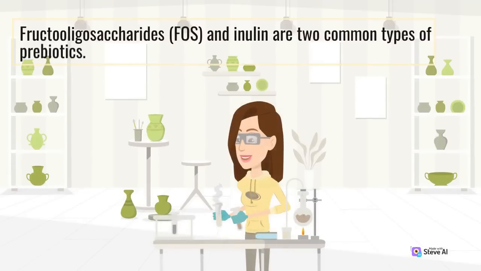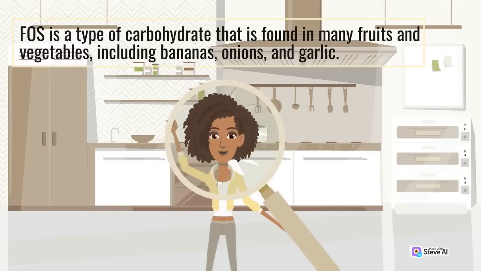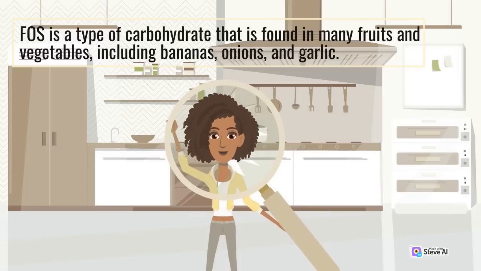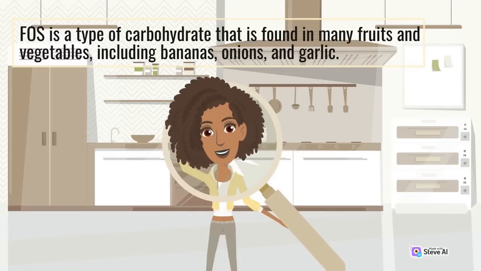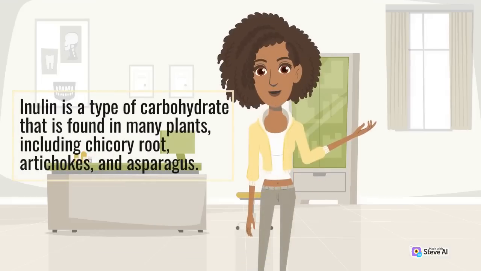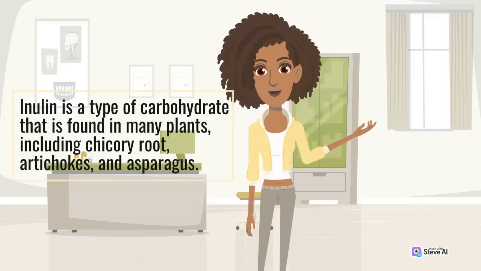Fructooligosaccharides, FOS, and inulin are two common types of prebiotics. FOS is a type of carbohydrate that is found in many fruits and vegetables, including bananas, onions, and garlic. Inulin is a type of carbohydrate that is found in many plants, including chicory root, artichokes, and asparagus.